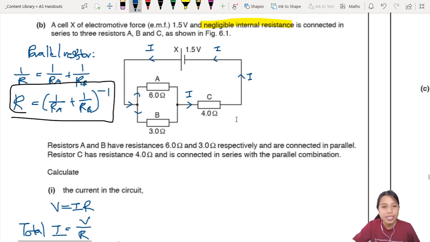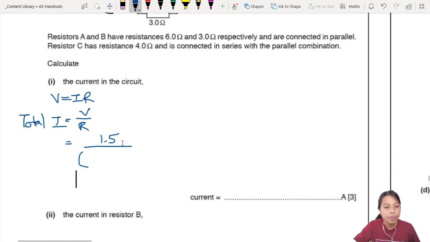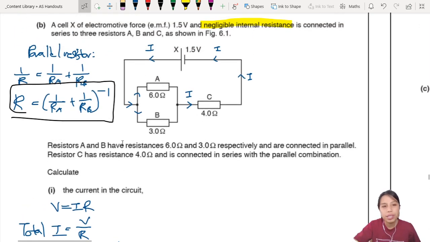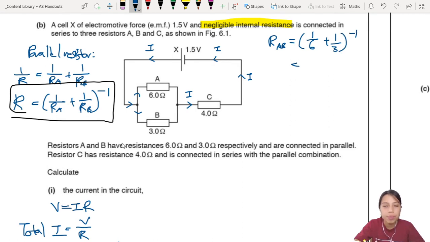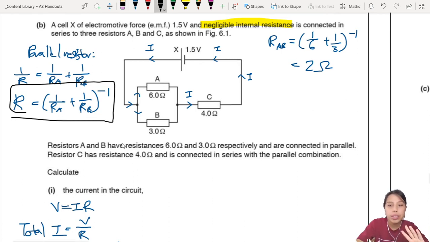You need to do a few things. Firstly, you need to combine this A and B. So 1 over RA, 1 over RB. Let's do it in 2 steps here, shall we? If I combine these two, RAB combined will be (1 over 6 plus 1 over 3) to the power of negative 1. What is that? 2 ohm. That means I can redraw my whole circuit into something simpler like this. This one is RAB combined already, become 2 ohm.